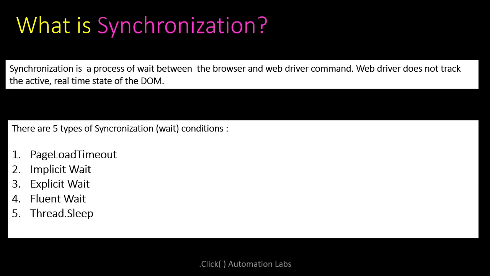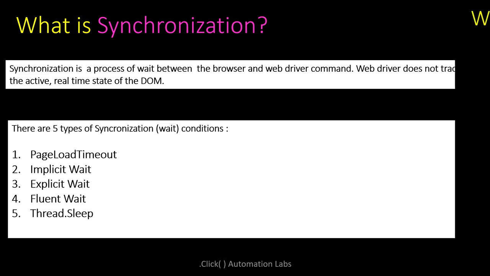There are 5 types of synchronizations or wait conditions available in WebDriver. The first is page load timeout, and then implicit wait, explicit wait, fluent wait, and thread.sleep. These are the 5 types of synchronization we can manage, and using these we can build good scripts that avoid many synchronization issues in real time. So let's get into them one by one.